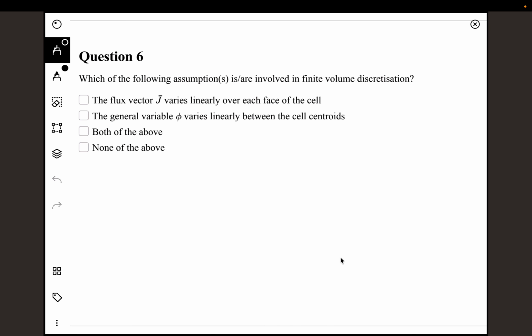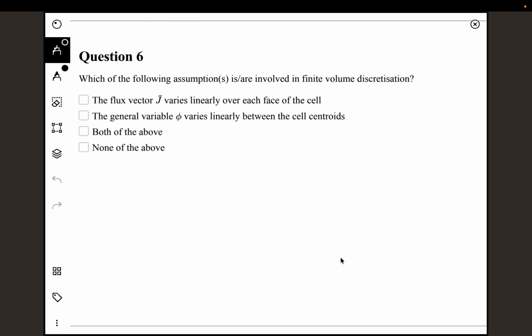Which of the following assumptions is or are involved in finite volume? And to those of you who are appearing for exams, you can expect questions where multiple options are correct. I think someone asked that in the discussion forum also. So it's not like only one option can be correct, you can have multi-correct also. Which of the following assumptions is or are involved in finite volume discretization? The flux vector J varies linearly over each face of the cell. The general variable phi varies linearly between the cell centroids.